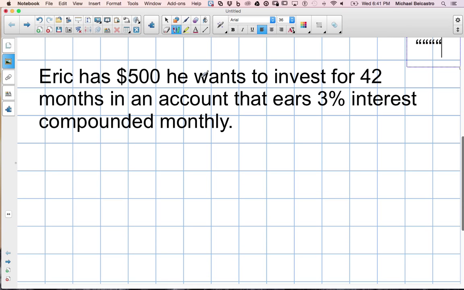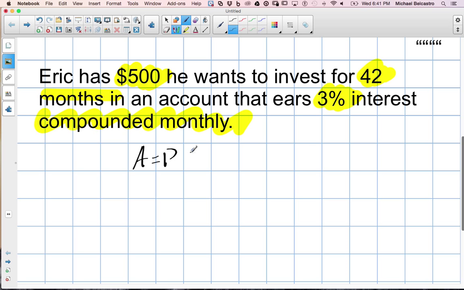Eric has $500 he wants to invest for 42 months in an account that earns 3% per year, compounded monthly. I missed that. So again, the important stuff: 500, 42 months, 3% compounded monthly is what's important in this question. I know that "earns" isn't spelled right. So let's talk about what is what.